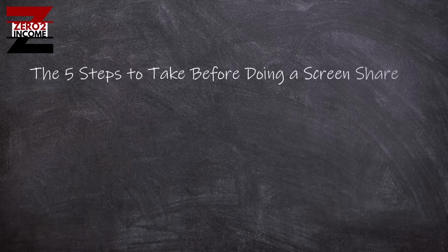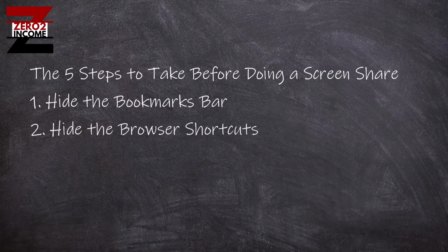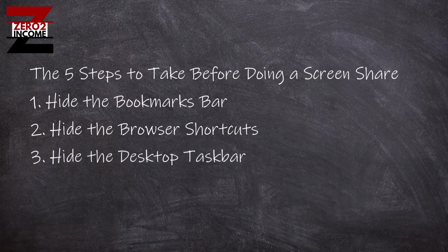So here's what we're going to do today. Today we're going to go through the 5 steps to take before doing a screen share. Now, the very first thing that you want to do is make sure that you hide your bookmarks toolbar. After you've got that hidden, you want to hide the browser shortcuts. And then you want to hide the desktop taskbar.